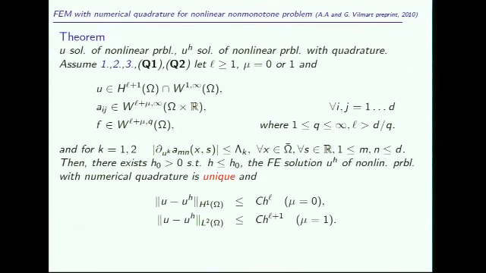Then the result is the following. There exists an h0 such that for all h smaller than h0, the finite element solution u_h of the nonlinear problem with numerical quadrature is unique, and we have this bound here.